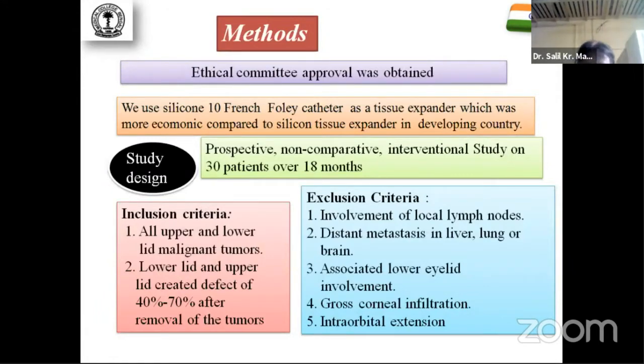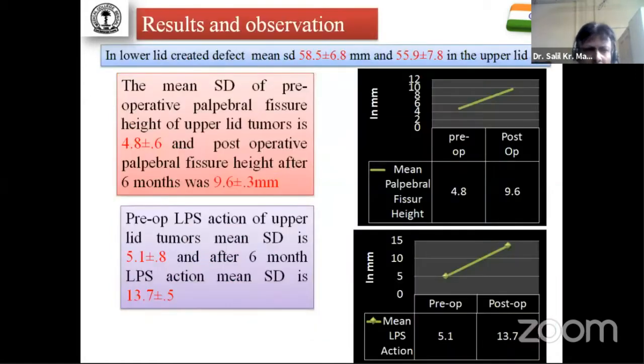This is a prospective non-comparative interventional study of 30 patients over 18 months. Inclusion criteria: all upper and lower lid malignant tumors, with lower lid and upper lid defects of 40 to 70%. Exclusion criteria involve local limb and distant metastasis to liver, lung, brain, and associated lower lid involvement causing corneal infiltration. The results: lower lid defect 58.5 plus standard deviation, upper lid defect 55.9 plus standard deviation.